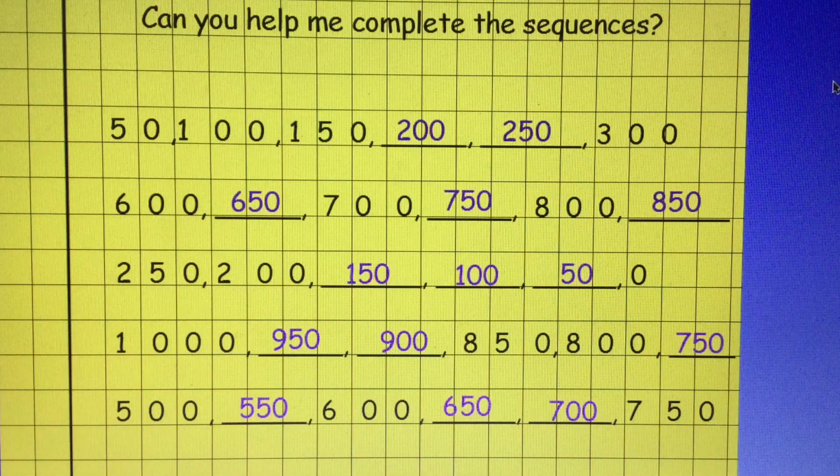And finally, for the last one, we can see that our sequence starts with 500 and it ends with 750. So we know it's going up in 50s. So go 500, 550, 600, 650, 700, and then it ends with 750.